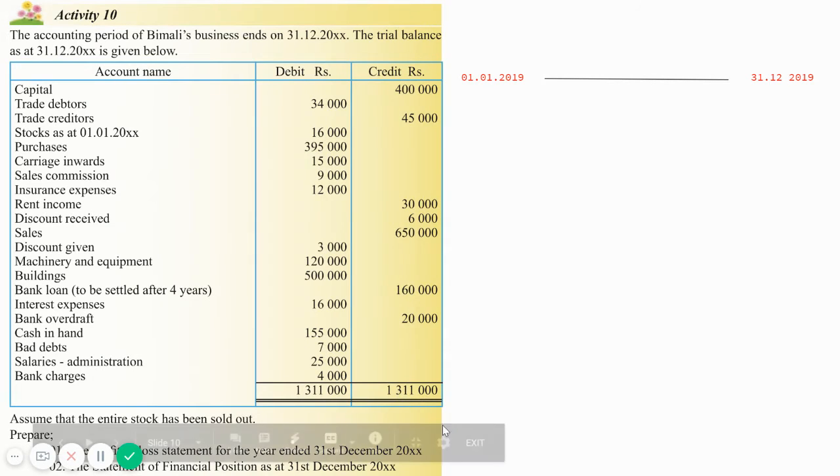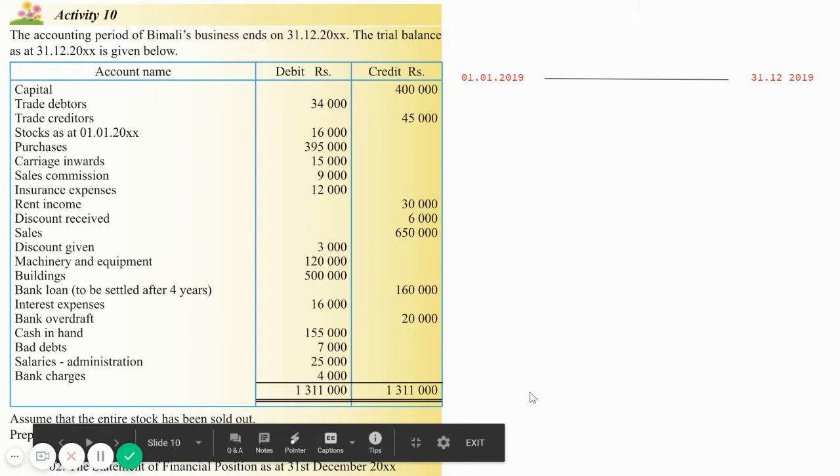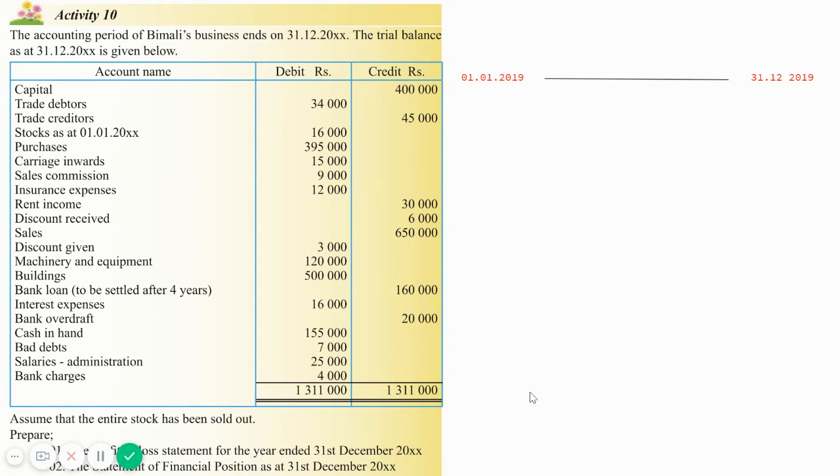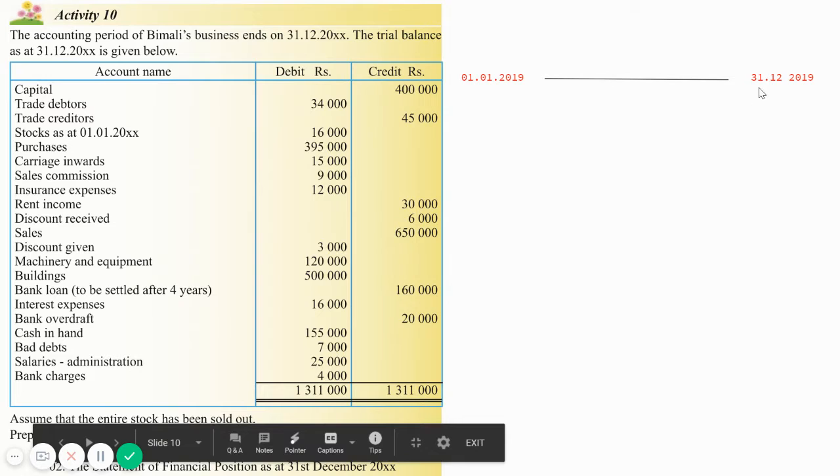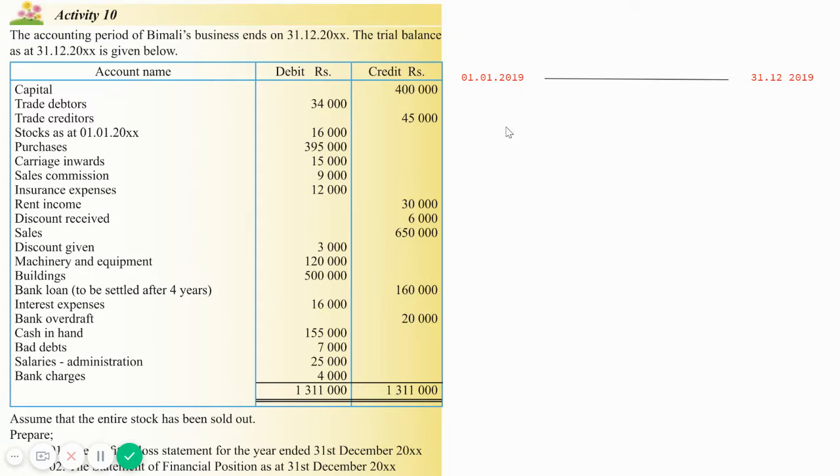Okay. Then we'll go to the requirements. They say, assume that the entire stock has been sold out. That is the additional information you were given. That means there are no closing stocks at the end of the accounting period. That means there's no stock as at 31st December 2019. All the stocks have been sold during the period. So there can't be closing stock in this sum.